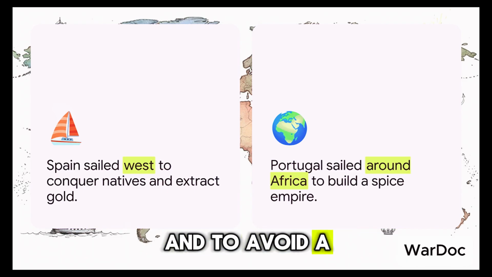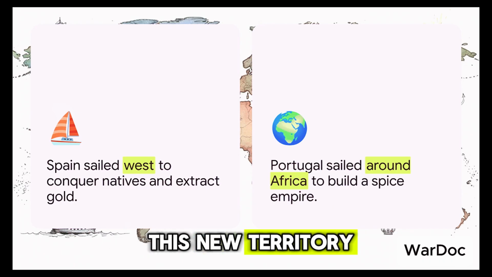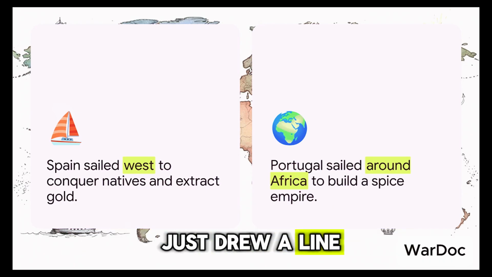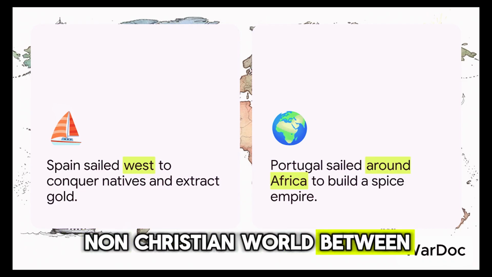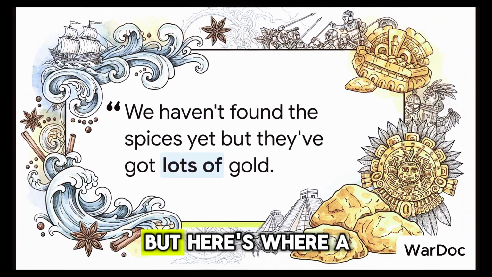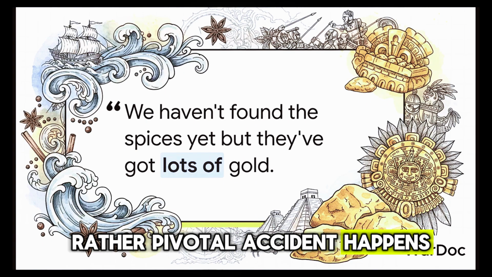And to avoid a massive war over all this new territory, Spain and Portugal literally just drew a line down the middle of the map. They just agreed to split the entire non-Christian world between the two of them. Wild, right? But here's where a rather pivotal accident happens.